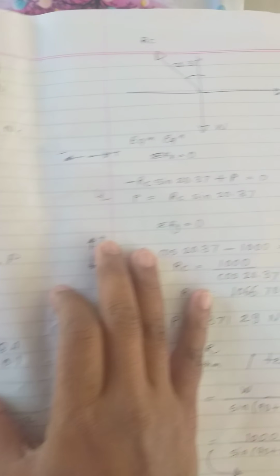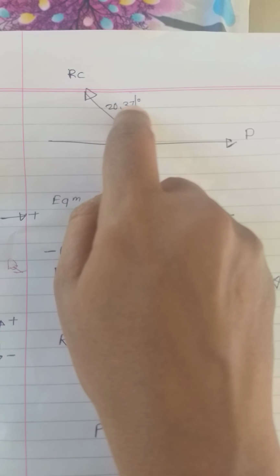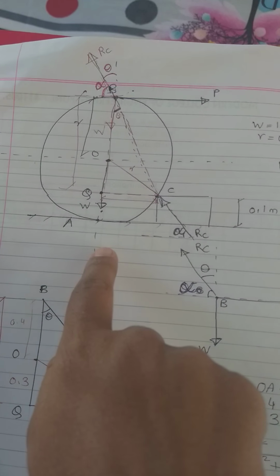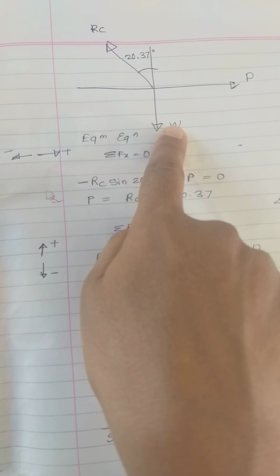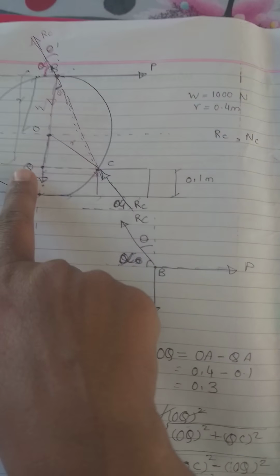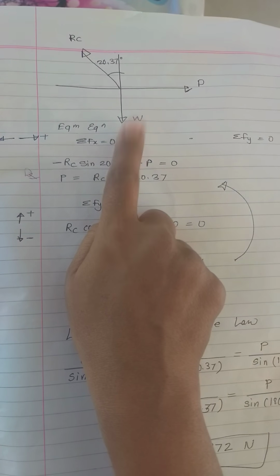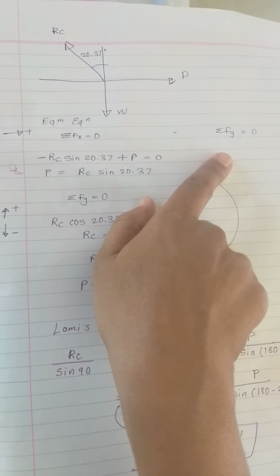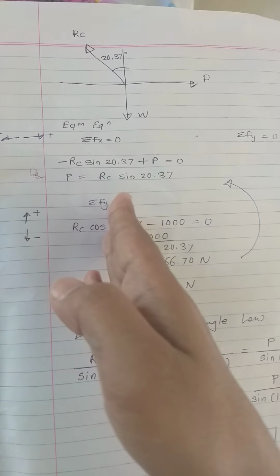So now our shape becomes like this. It's W, P and RC at 20.37 degrees. So this shape is converted into this FBD of only forces. Now these are 1, 2, 3 forces acting on this body. Here we can go ahead with the equilibrium equations: summation of Fx is 0, summation of Fy is 0 and moment is 0, right? Or you can go ahead with the triangle law or Lami's theorem. So we'll consider first the equilibrium equations only.